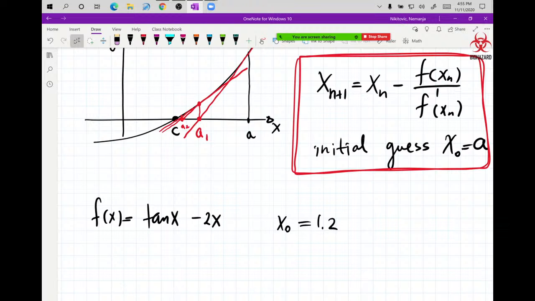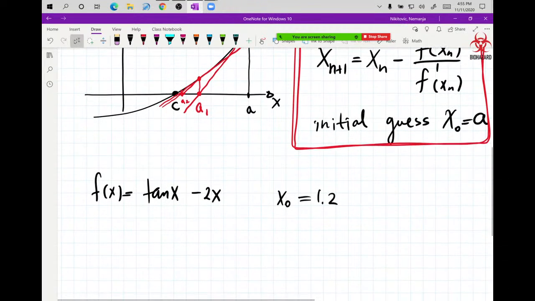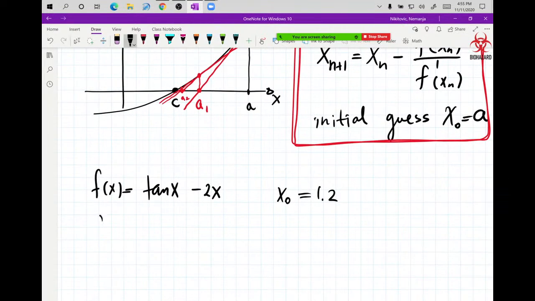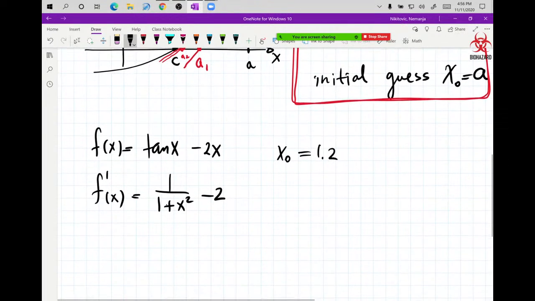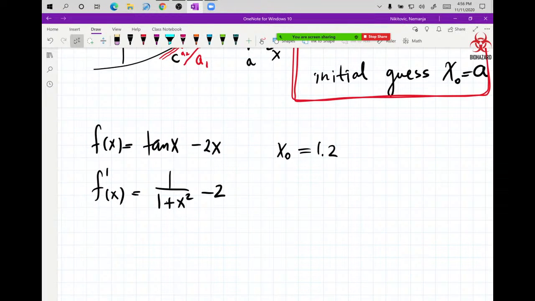So how does this work? Well, I say clearly, I need to find the derivative because the derivative is in the formula. Now we know that the derivative of this is 1 over 1 plus x squared minus 2. We also know that the root that we are looking for is an x value that is eventually going to pop up when we start calculating from x0.